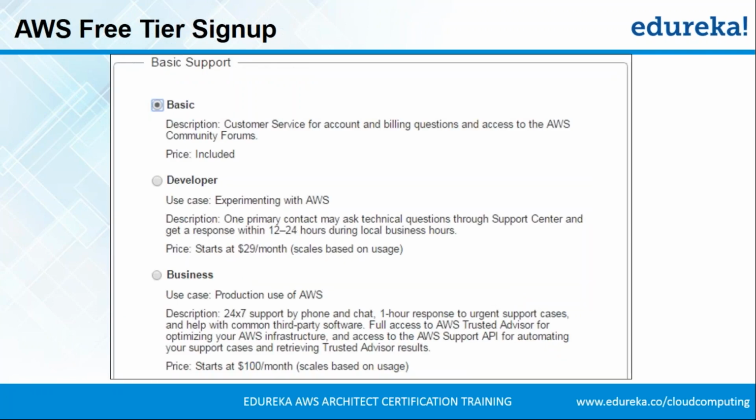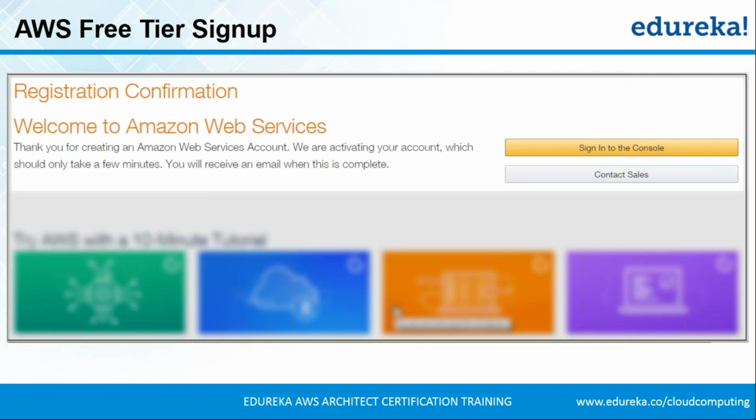Now these are the plans that you'll be given the option for. You have to choose the basic plan because you guys will be practicing on AWS, right? You're not a business, you're not a developer, you're actually practicing AWS. So you'll click on the basic plan and click on continue. And that is it guys, you have successfully created your AWS account.